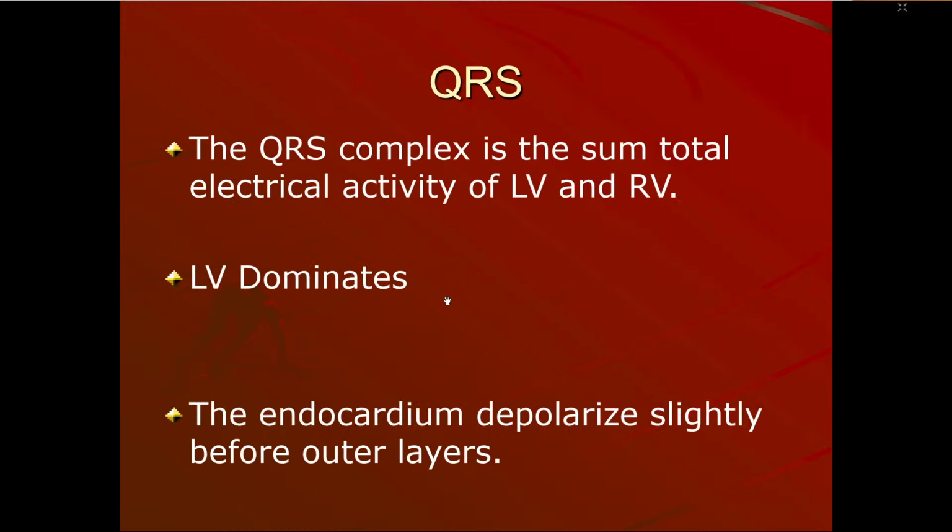Okay, and it is very important to know that the QRS complex is a sum total of the electrical activity of the left ventricle and the right ventricle. And it's not like over V1, V2 only right ventricular electrical impulses are shown, and over V5, V6 the left ventricle impulses are recorded. No, the right ventricle is recorded in the lateral leads also, and the left ventricle is recorded in V1, V2 also.